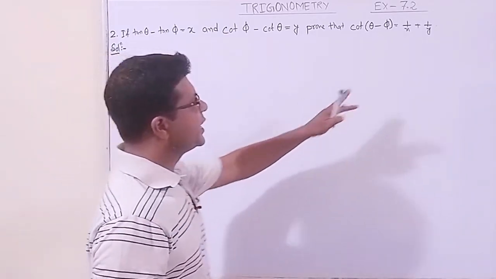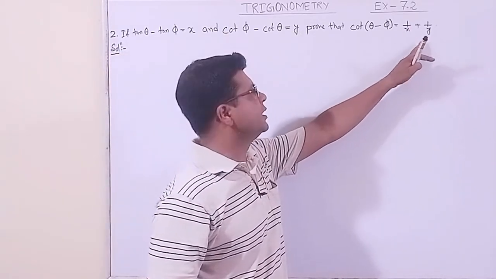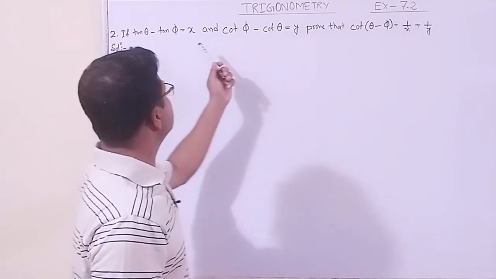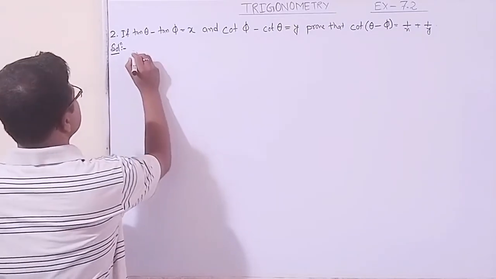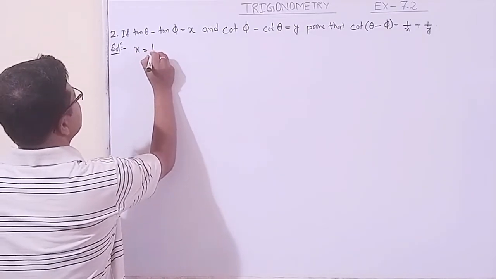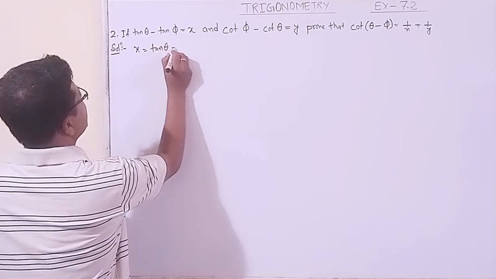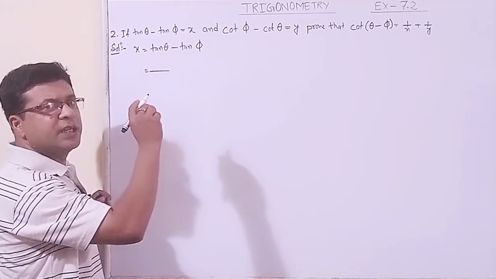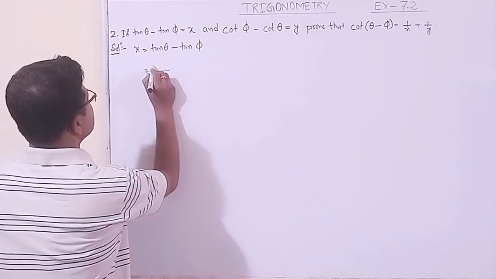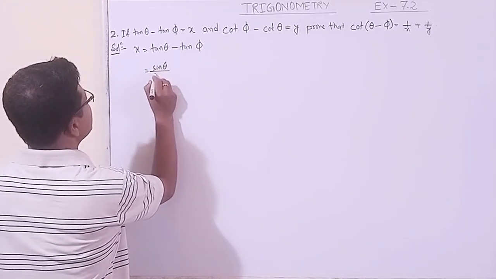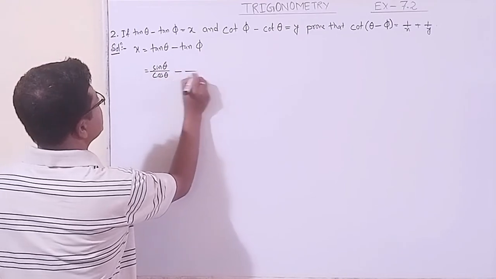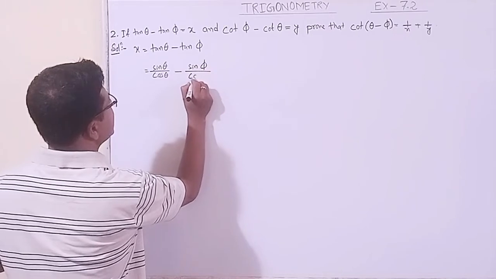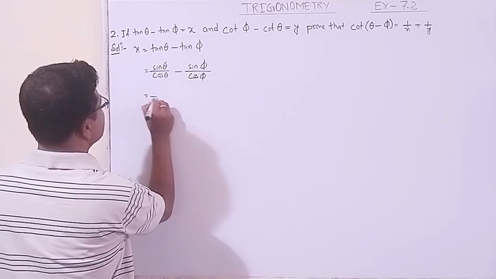Okay, we will take the right hand side here, it is easier to prove it. Before taking the right hand side, let us simplify x and y. What is x here? X is tan theta minus tan of phi. Let us simplify. Tan theta means sin theta by cos theta. Same thing here, tan phi means sin phi by cos of phi. Here we will take the LCM.